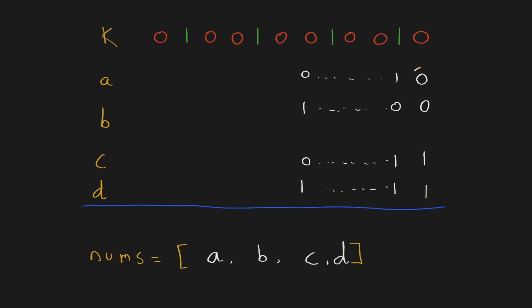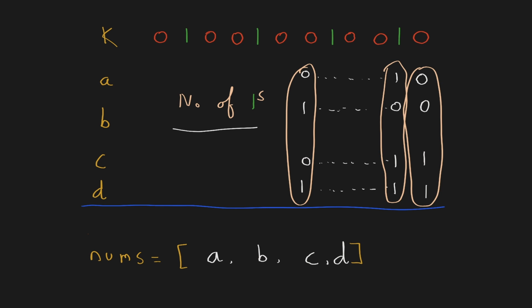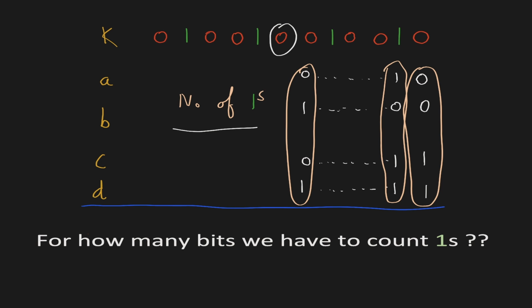Hence to solve this problem, for each position, we can calculate the number of 1s, and then we can compare it with the corresponding bit in k and check if we require a flip or not. One question you might be having is for how many bits we have to count the number of 1s.